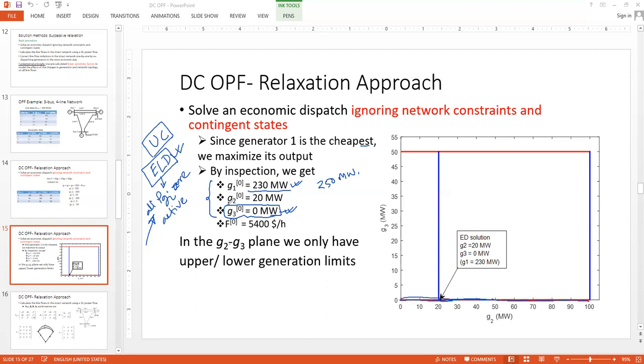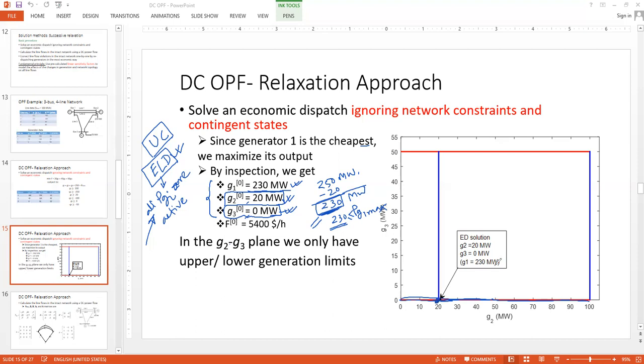Next, go to G2. G2 is the next higher cost unit, so I will try to take as little as possible. Let's see whether the minimum is feasible. The minimum is 20. So 250 minus 20 is 230. It's feasible, because 230 is less than PG1 max. So that means it is a feasible solution. I can take 230 from unit 1, and then choose 20 and 0 respectively for unit 2 and unit 3. So that said, the solution point comes where this is the solution point.